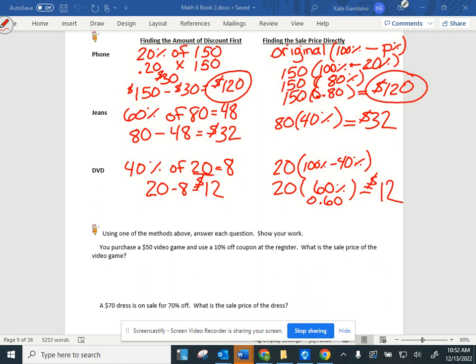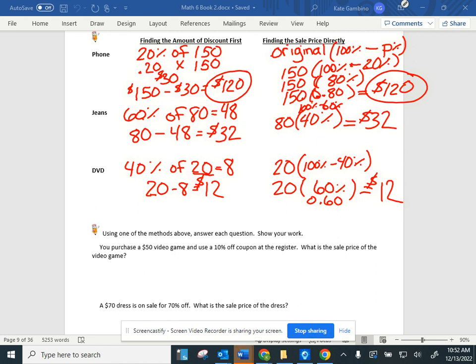Jillian? Why did you put, for the jeans, 80 and then in parentheses 40? Because what is 40? 40 is that one, I just didn't write it all out. 100% minus the 60%. I just didn't write that step out. That was a good question. Any other questions?